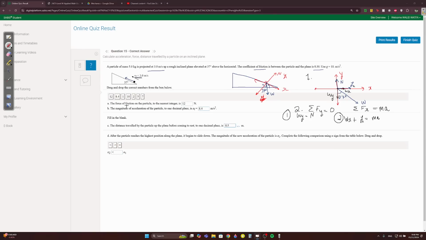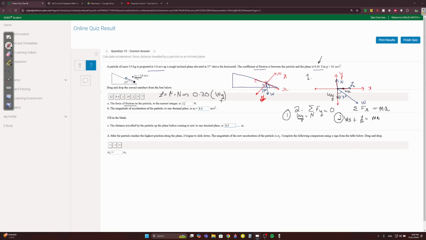Okay. Part A, they're asking what's friction? Friction is equal to mu times N. We have mu, the coefficient 0.3. So it's going to be equal to 0.3 times N. Here's the tricky part. Where's my N? Well, if you look at your equations, we actually found N. It's equal to Wy. So 0.3 times Wy.